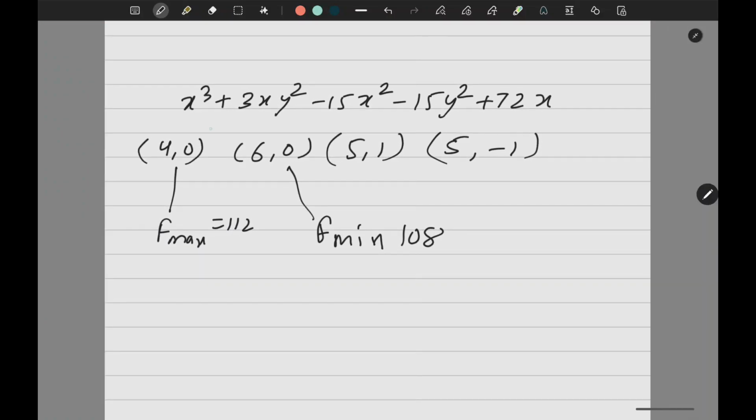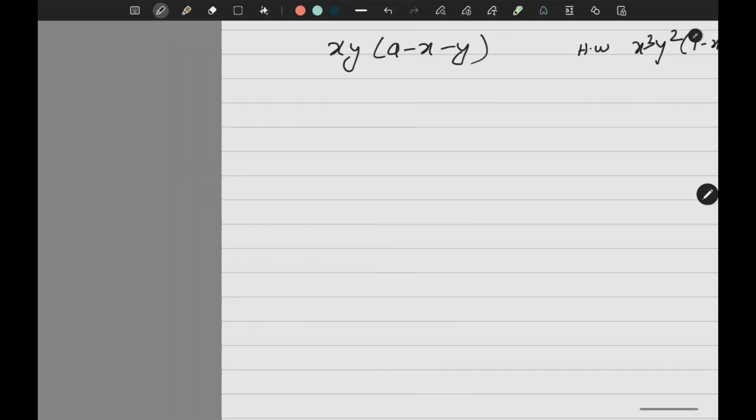Write down this question. Now you can try this question. If this is u, find out dou u by dou x and dou u by dou y. That will give you these extreme points. And then, after making the table, you will realize this is maxima and this is minima. Then find out f maxima and f minima. You will get this answer. You should try this question.